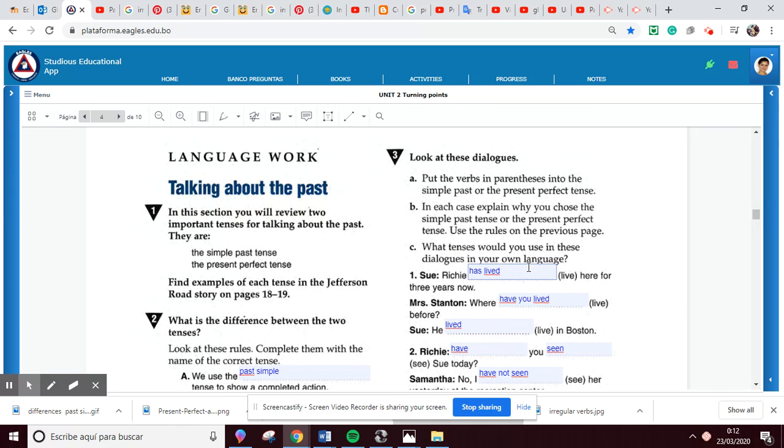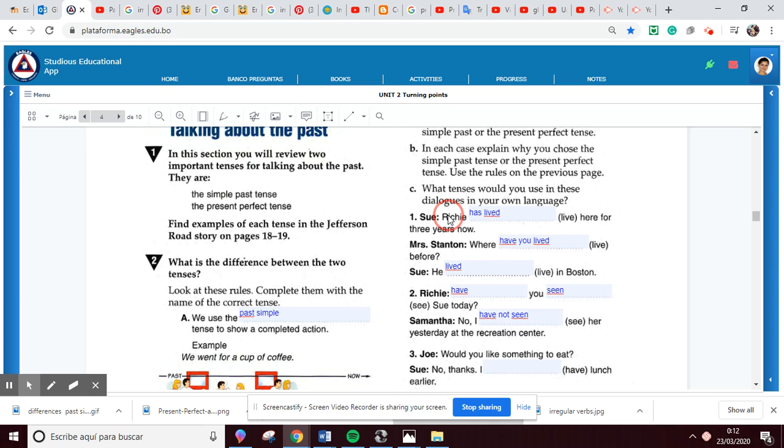So let's have a look at number 1. So it says, Richie lived here for 3 years now. So remember that I always tell you to look for contextual clues or time phrases. Time phrases will help you identify the tense. So in this case, we have "now," and that tells you that we need to use the present perfect tense. So that means that this is an action that happens in the past, but is connected to the present. Richie has lived here for 3 years now.